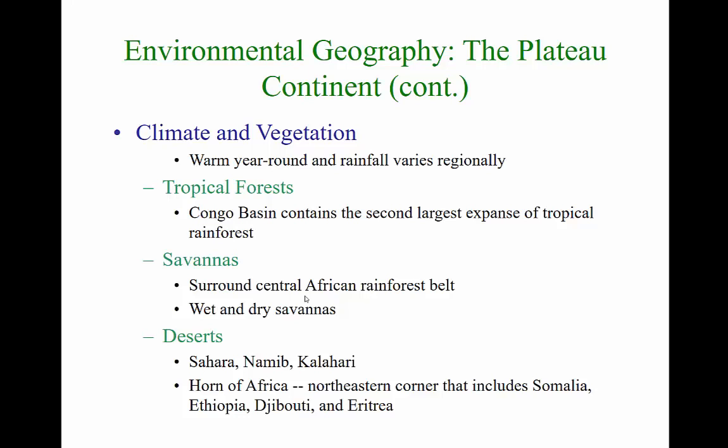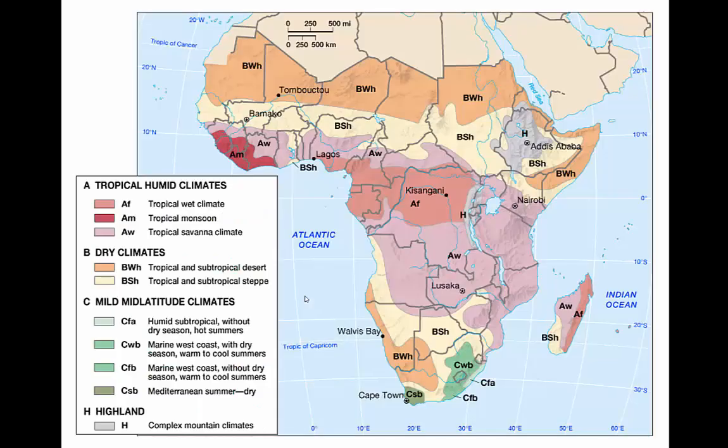Then we've got deserts over in the Horn of Africa, Somalia, Ethiopia, Djibouti, and a fairly new country called Eritrea, which was formed in the 90s. And you can see a lot of these climates.